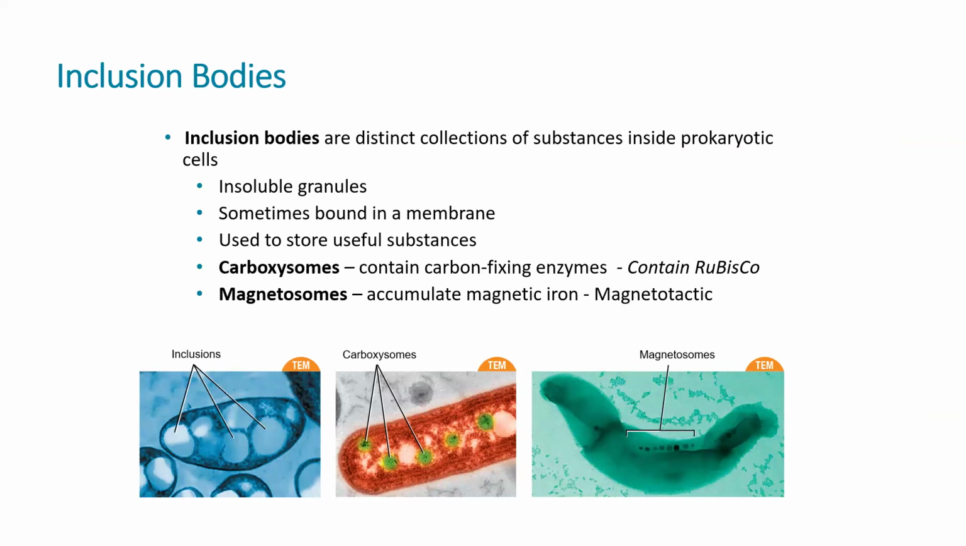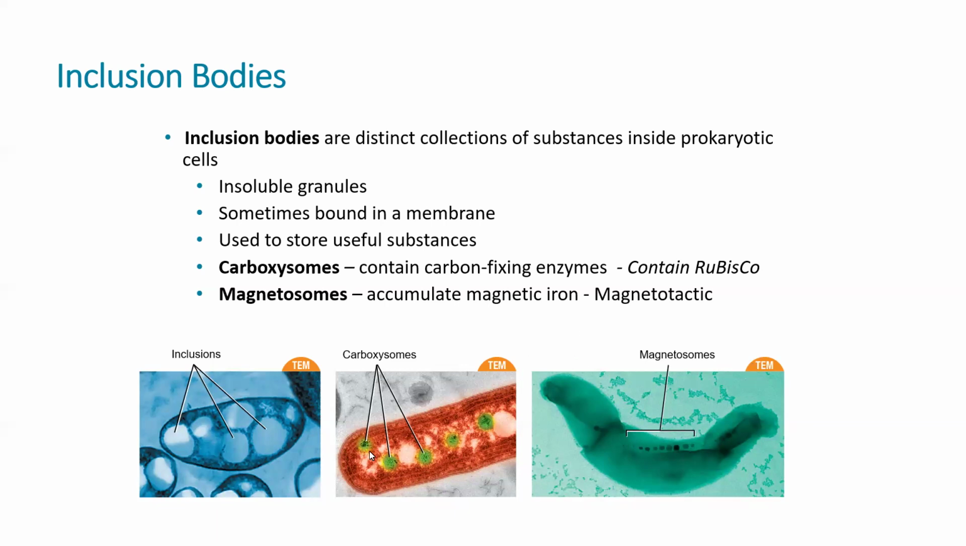Now we have inclusion bodies. These are little areas inside the cells. They're usually going to be some sort of insoluble product, and they can be bound to the membrane, but they don't have to be. Many of them are going to actually store things. For example, we have these magnetosomes. They accumulate magnetic iron, and they are common in organisms that are magnetotactic. These are organisms that can actually move towards or along a magnetic field.